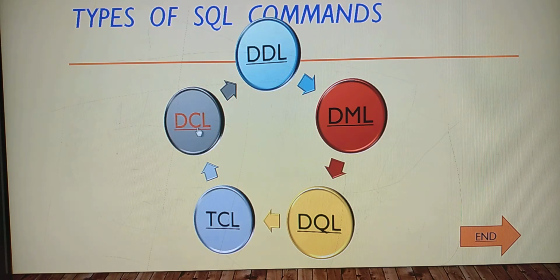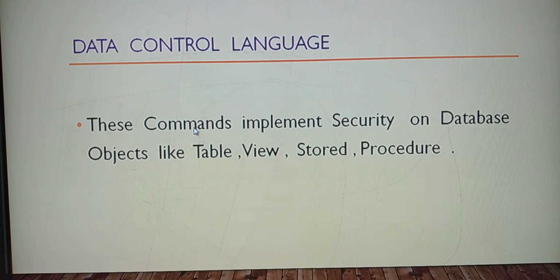Yes, the next one is your DCL. DCL is nothing but data control language. What do you mean by control? Yes, it is going to control something. For further actions or steps it has to do, it must get permission, and only then can it be done. So that is your control.